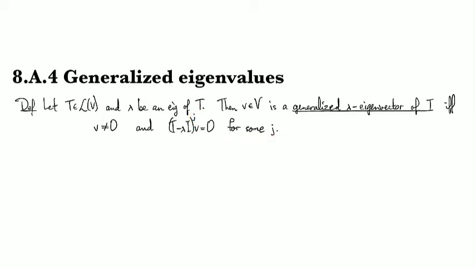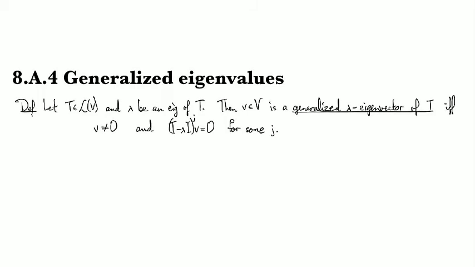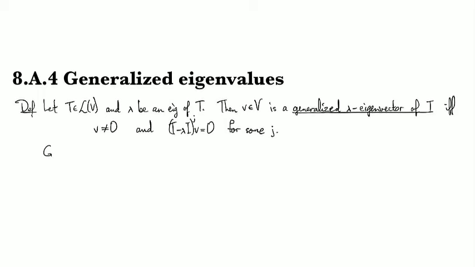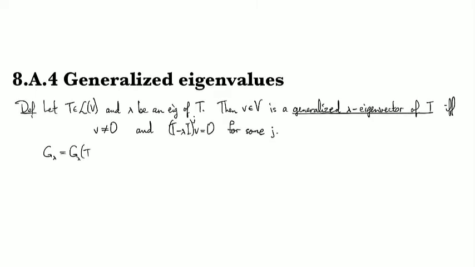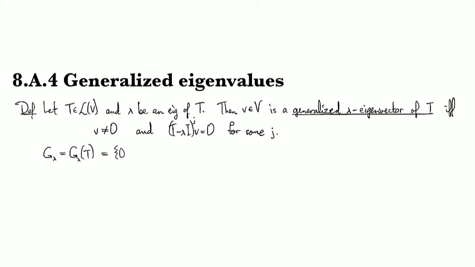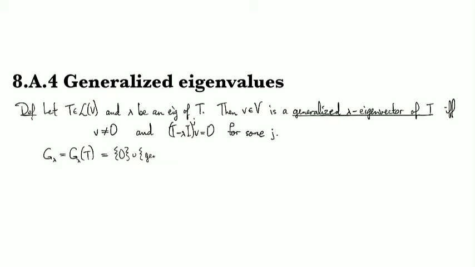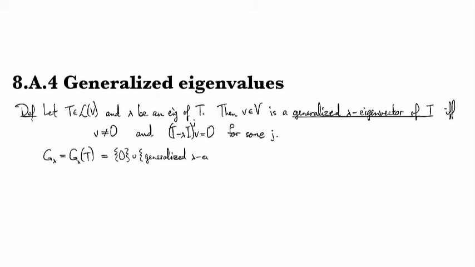So in other words, it might not be the case that T minus lambda I kills V, but if you keep doing it, eventually it's going to get dead. So that's what we're looking at. And so then the generalized eigenspace is the collection of all these. So G lambda, or G lambda of T when you need to specify the operator, is the union of 0 and the generalized lambda eigenvectors.